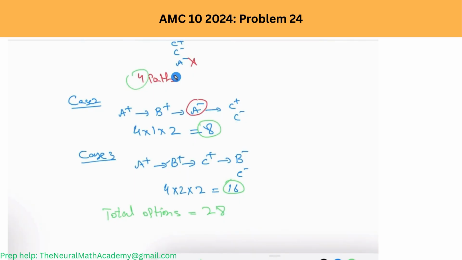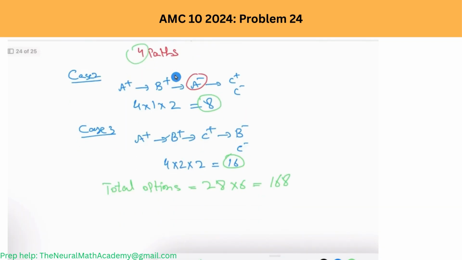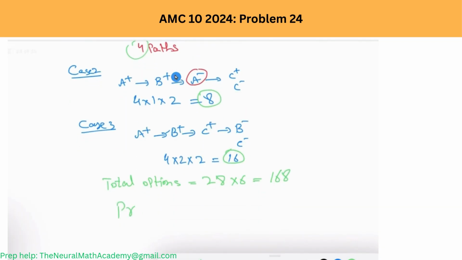However, this 28 is assuming that I start at A plus. However, I could have started with any of those, so I can multiply by 6. So now the total options that I get there are 168. And the probability is simply the successes divided by the total, which was 1296. And if I solve, then I would get 754.